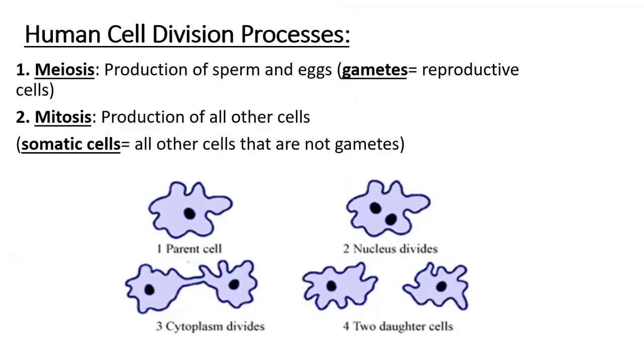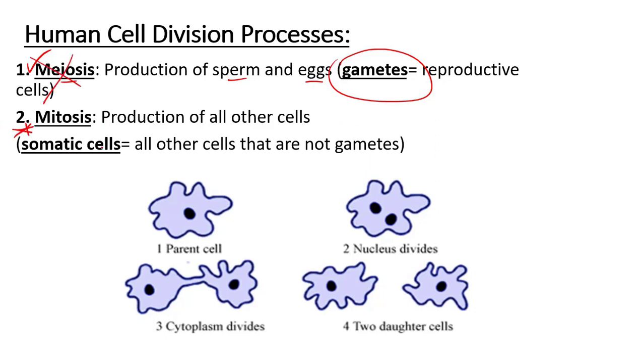Your body uses two different processes in order to divide your cells. The first process is called meiosis, and meiosis is when you need to make copies of sperm or eggs, otherwise known as gametes, the reproductive cells. We're not going to talk about meiosis today. Today, we're going to talk about mitosis.